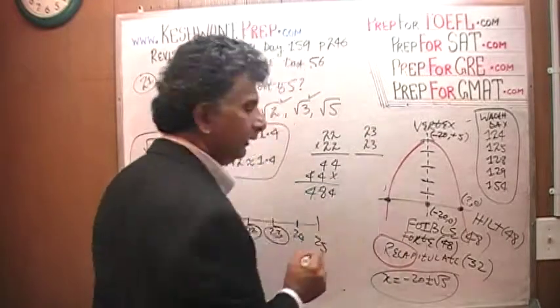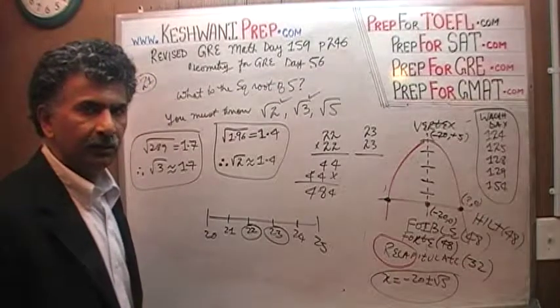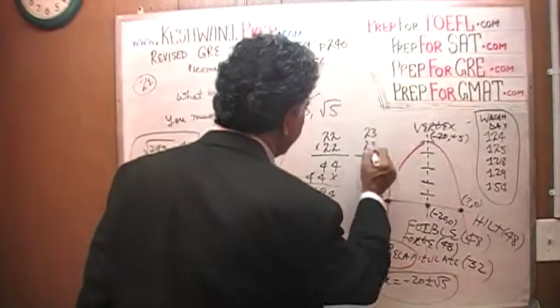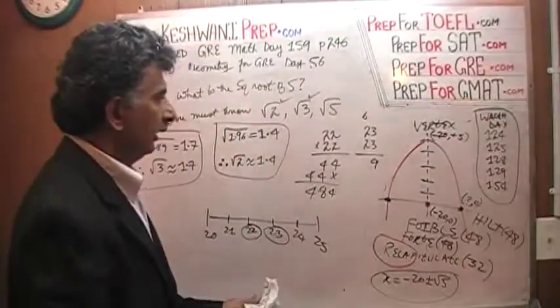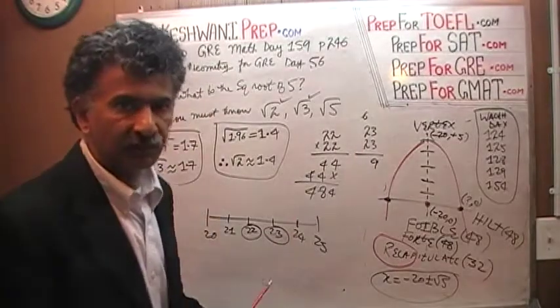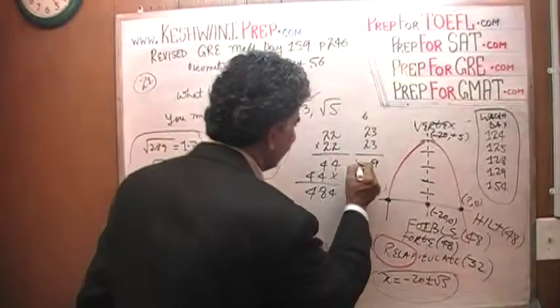23 times 3. I know 20 times 3 is 60. Therefore 23 times 3 should be 69. So that's 9 carry 6. And then 23 times 2 is 46. 46 plus 6 is going to be 52.